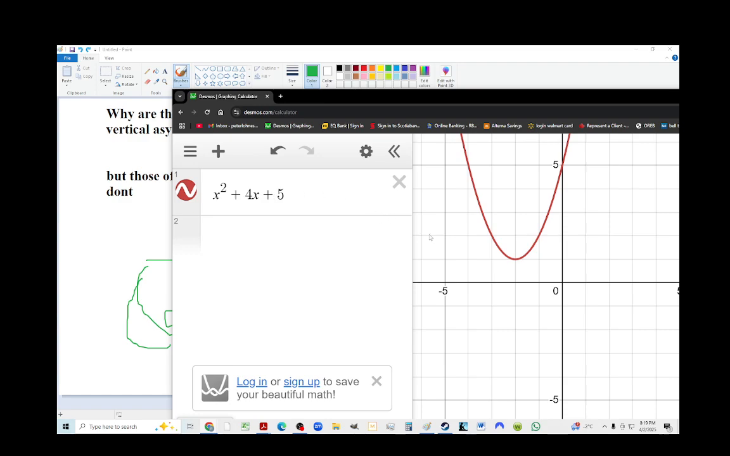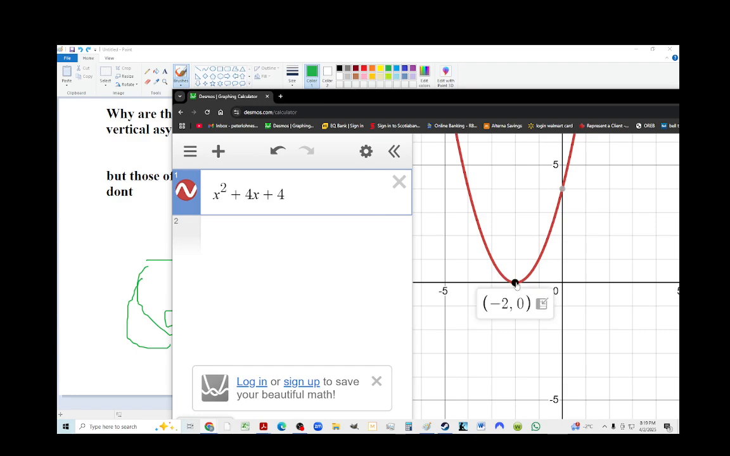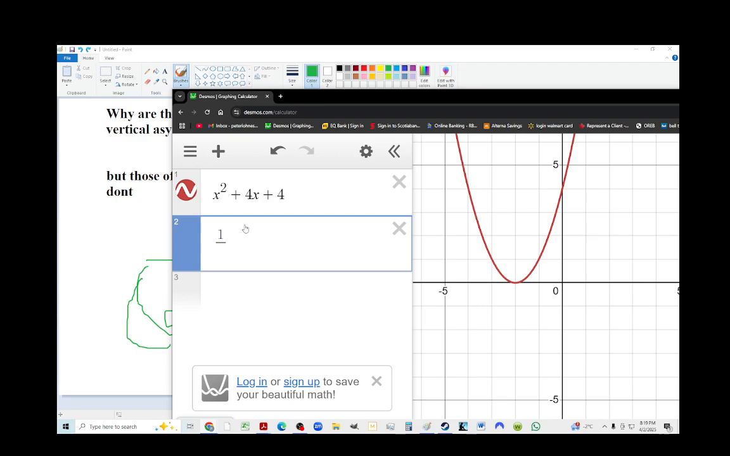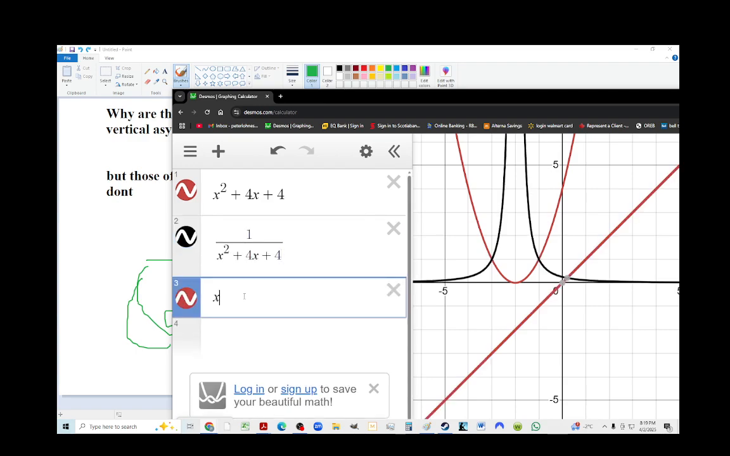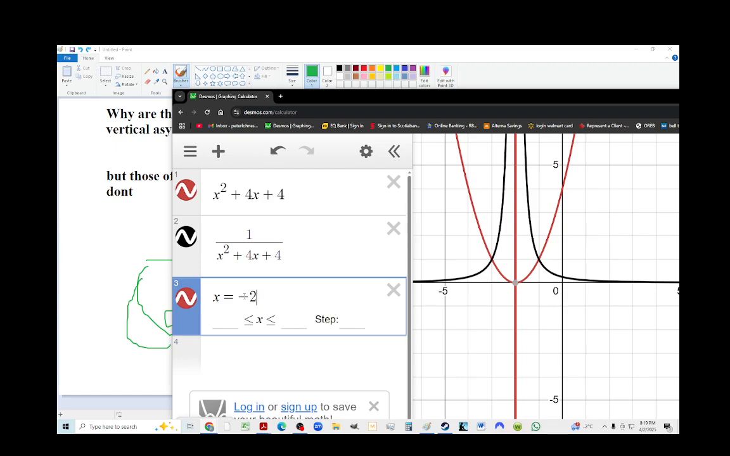However, if I have this quadratic that touches the x-axis, I can see the y is there. So when x is minus 2, I can see that y is 0. That means the 1 over that quadratic will have a vertical asymptote at x is equal to minus 2. So in this case, the quadratic has one spot where a 0 is possible. Thus, it will create one asymptote.